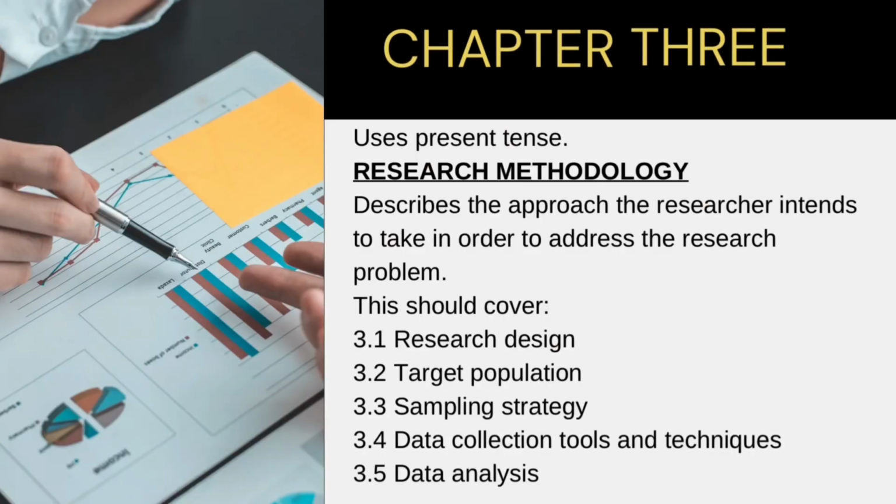We move to chapter 3. One thing we should note is that in chapter 3, we're going to use partly present tense. Research methodology describes the approach the researcher intends to take in order to address the research problem. This should cover research design, the target population, sampling strategy, data collection tools and techniques, and data analysis.